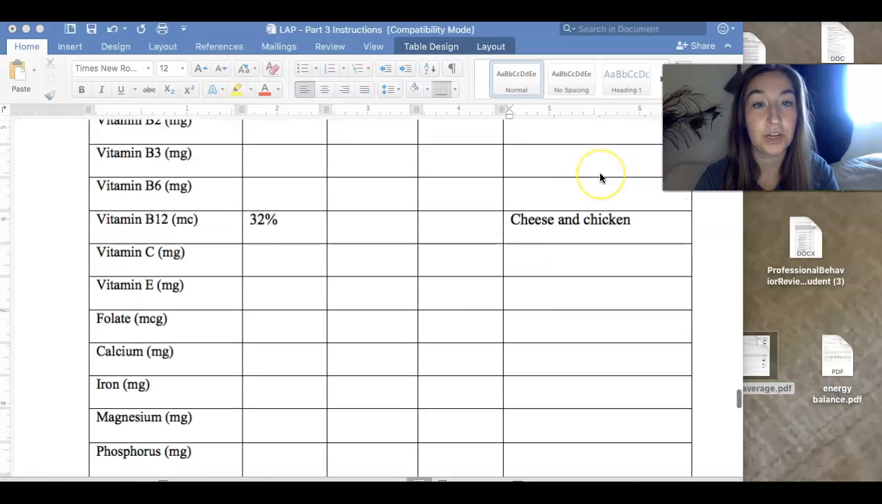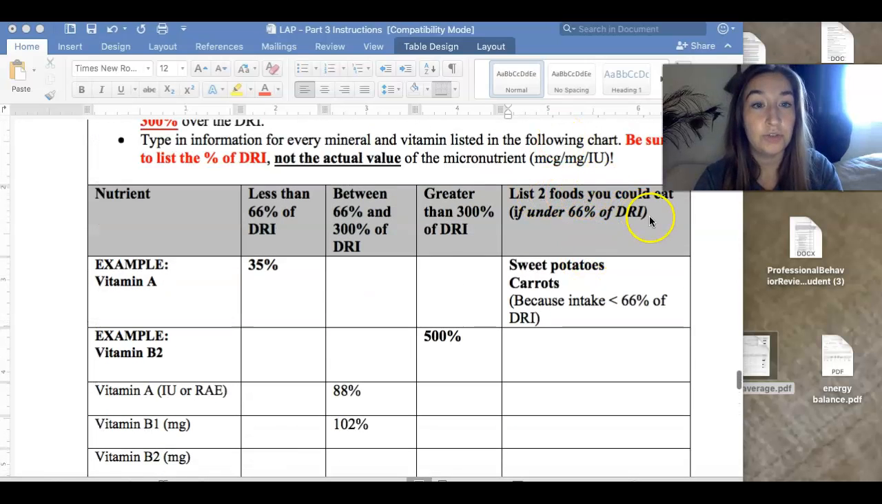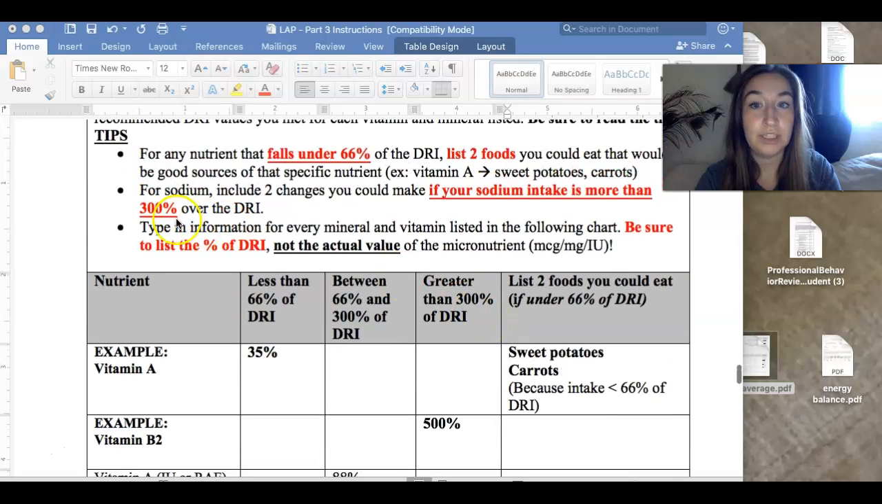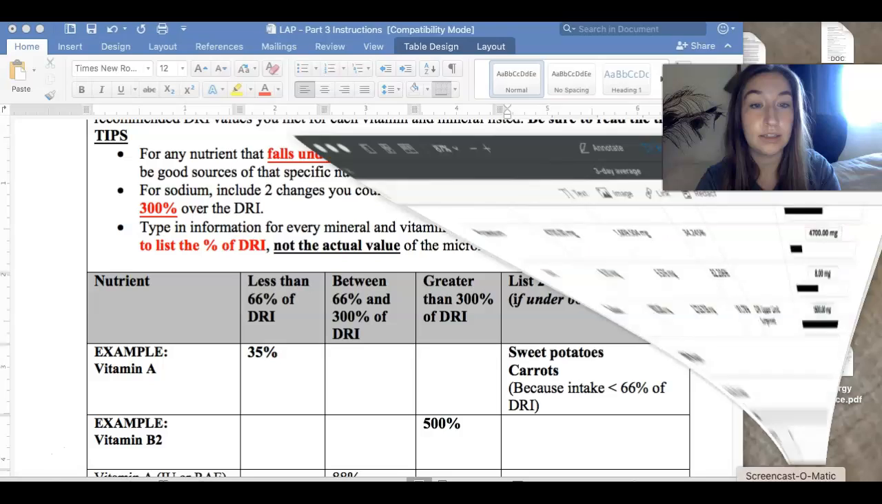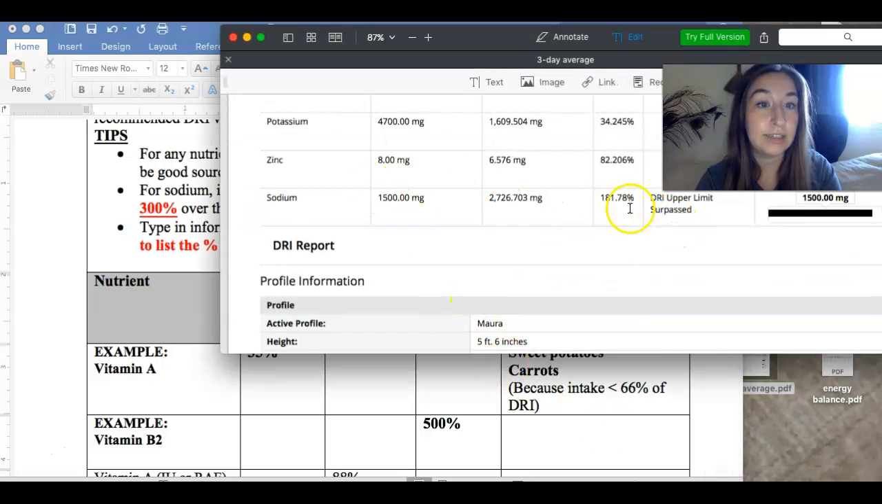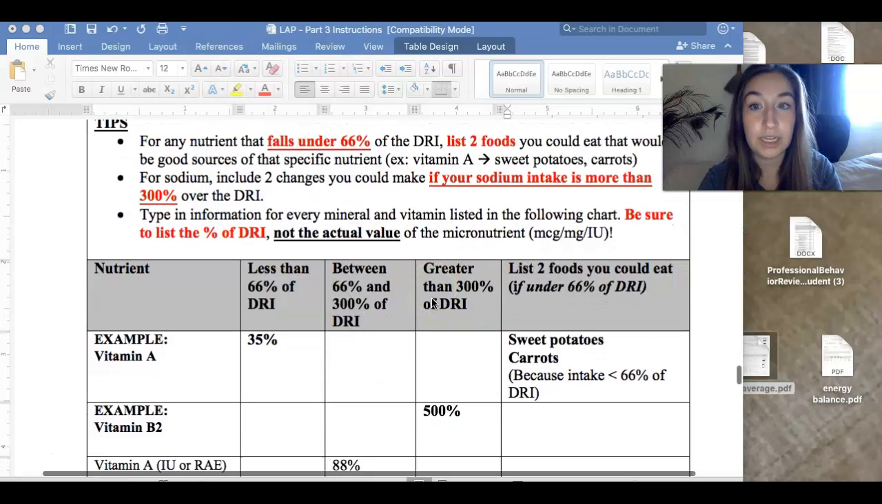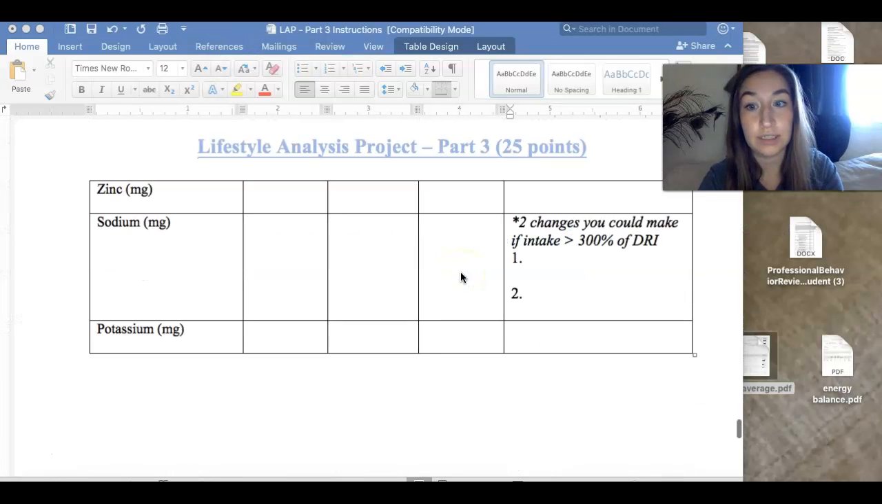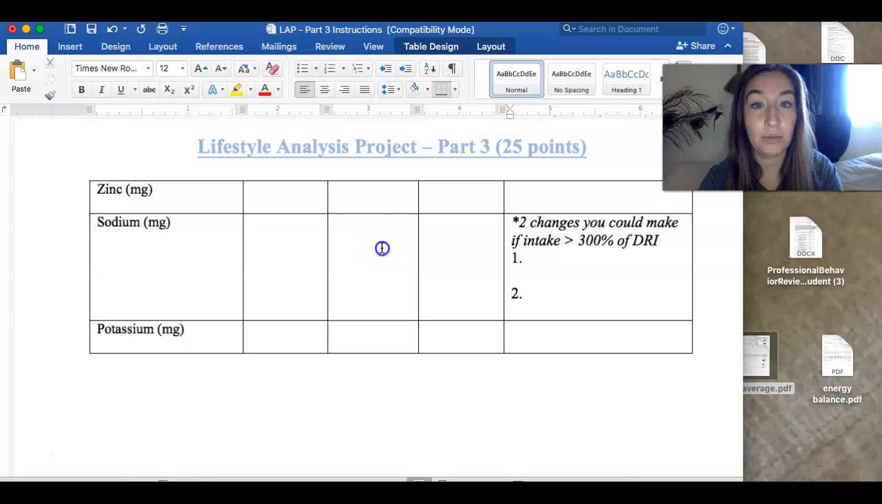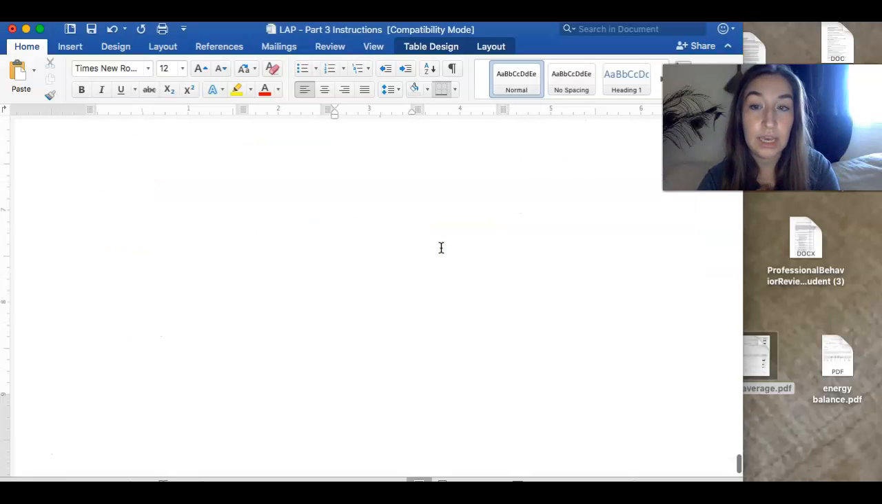Anything that was below, you're going to put 2 foods you could eat. And then what does it say for sodium? If your intake is over 300%, my sodium is at 181%. So it's not over 300%. I don't have to list choices, but I would go ahead and put in here where it was at. And that's it.